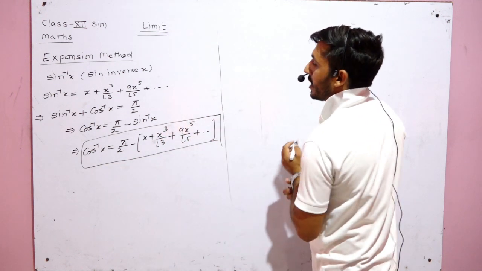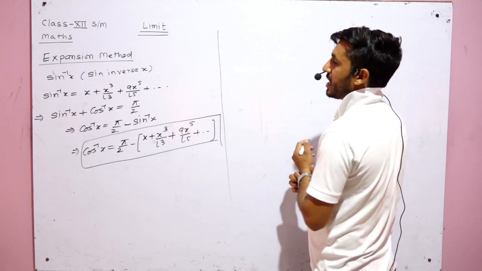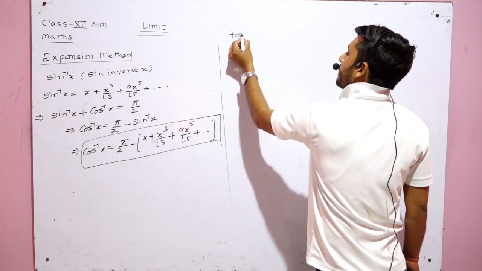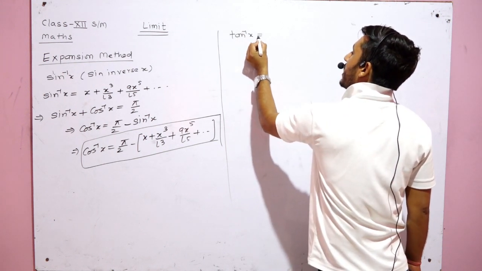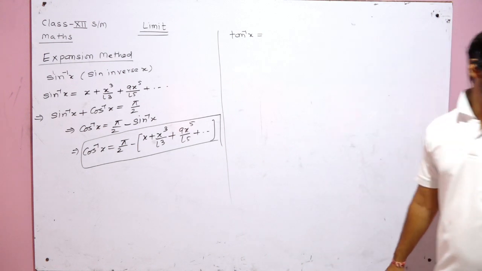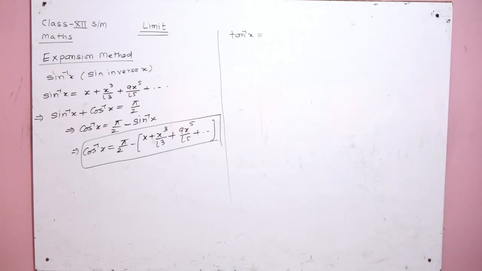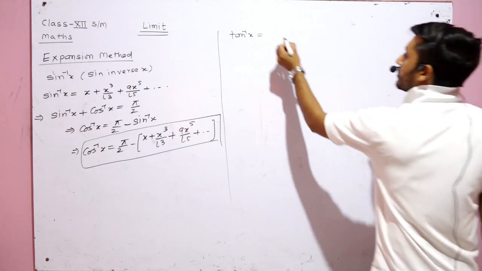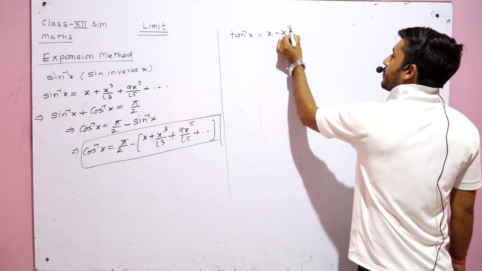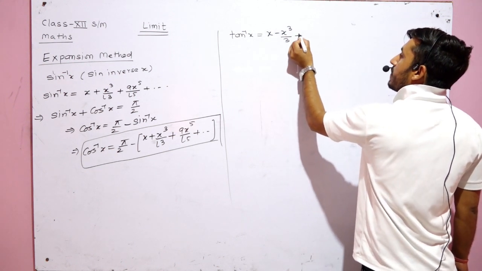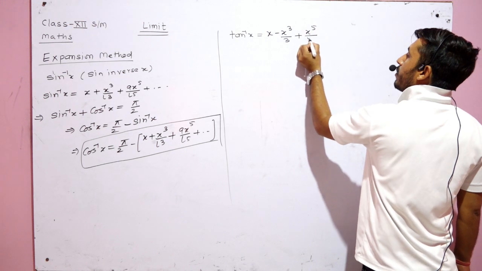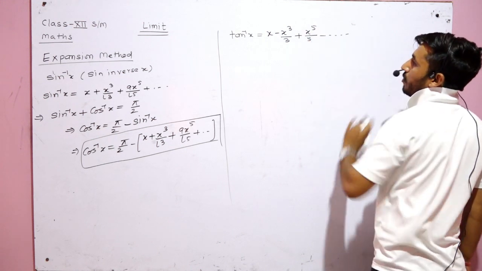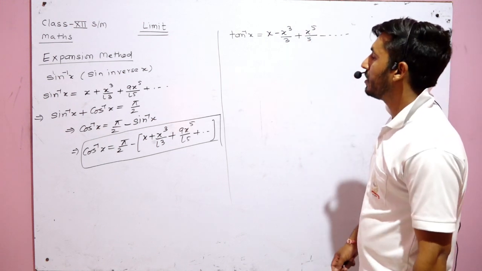Third, if we want to expand tan inverse x, then the expansion of tan inverse x is given in terms of x minus x to power 3 upon 3 plus x to power 5 upon 5 minus and so on. Okay.